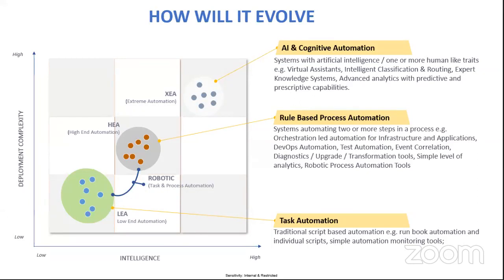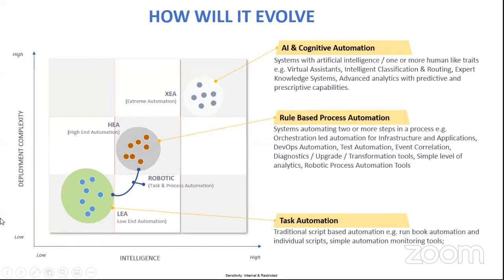Then the extreme automation is basically where I use a lot of AI aspects to probably build virtual assistants, classification, routing of the problem to an expert. So all of that will come in the extreme automation. So this entire process, right from low end to extreme automation, comes with intelligence. As we move up the curve, as we go to the extreme automation, it requires higher intelligence.